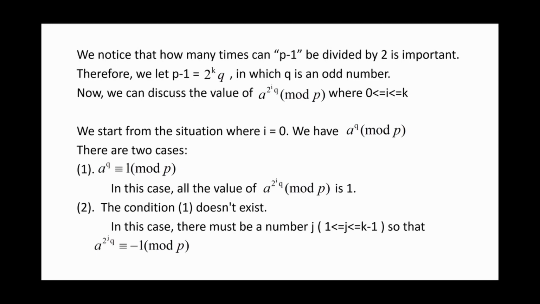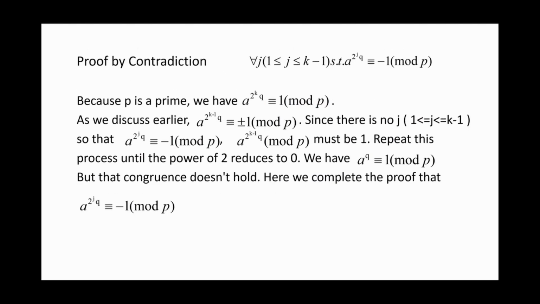We have a to the power of q modulo p. There are two cases. First, it is congruent to 1 modulo p. In this case, all the values of this congruence are 1 modulo p. The second case is when condition 1 doesn't hold. In this case, there must be a number j between 1 and k minus 1, so that a to the power of 2 to the power of j times q is congruent to minus 1 modulo p. Proof by contradiction.